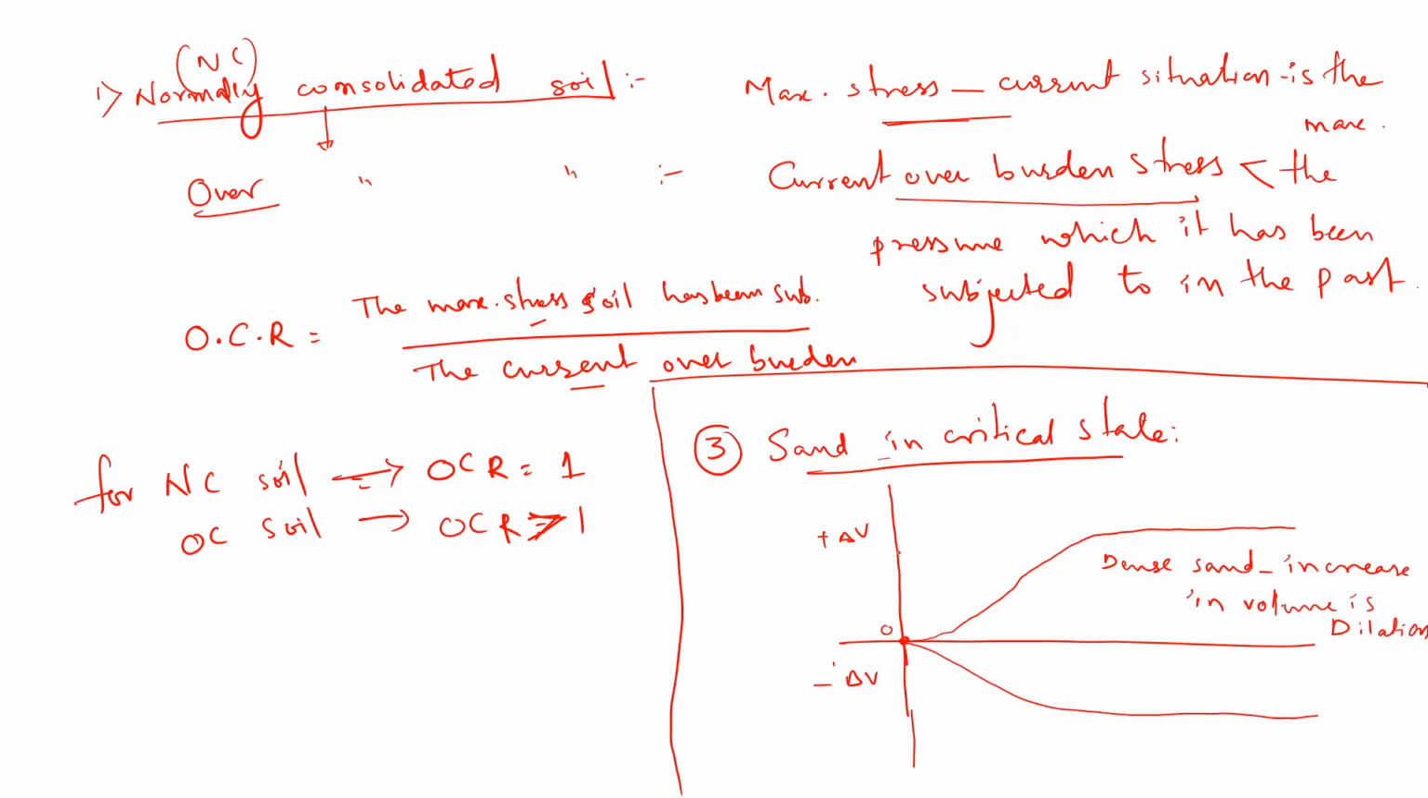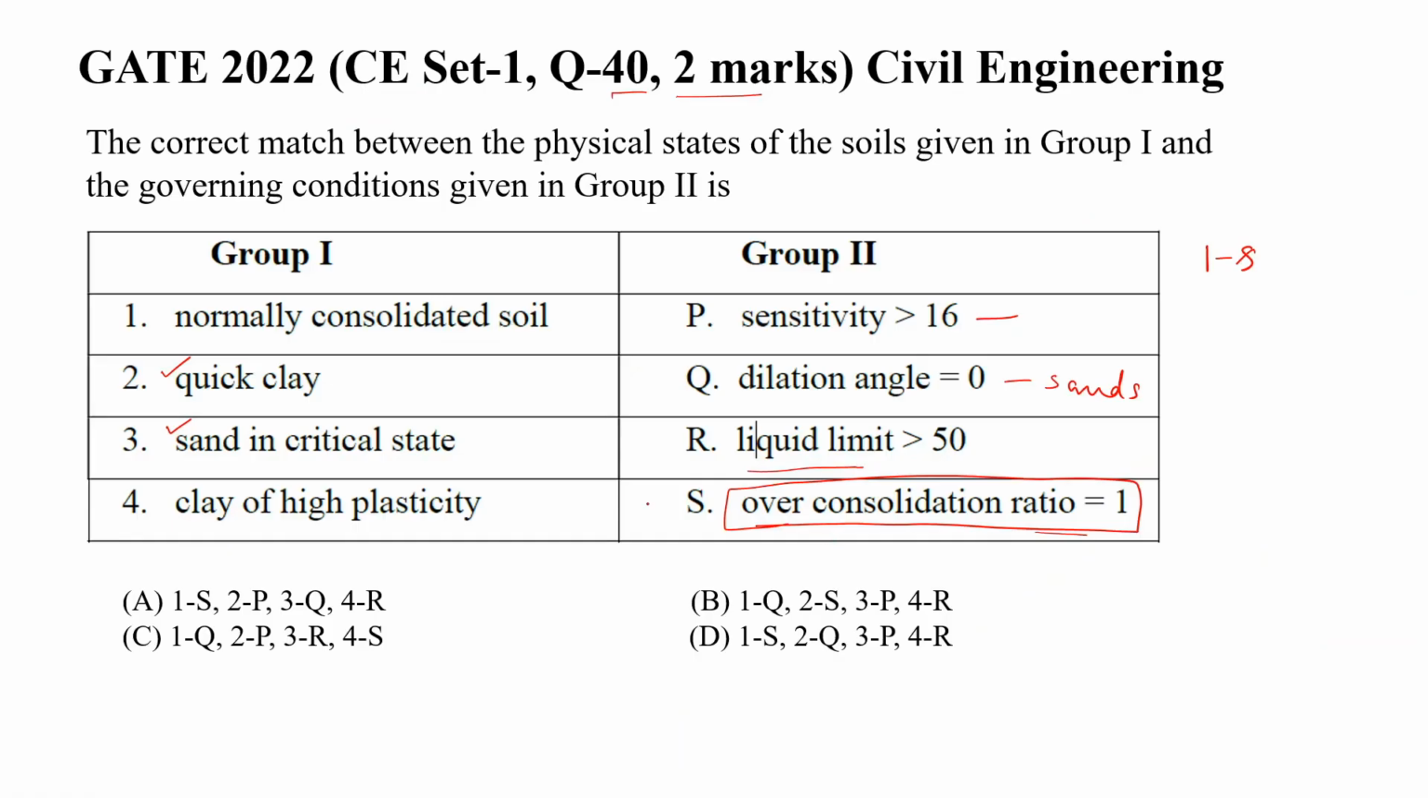The dilation is measured in terms of angle. At critical state, meaning when there is no volume change, that state is called critical state. At that point, if you take the angle of the curve, that is 0. So the dilation angle at critical state is 0. According to this, we can relate the third one to Q: dilation angle is 0, 3 as Q.